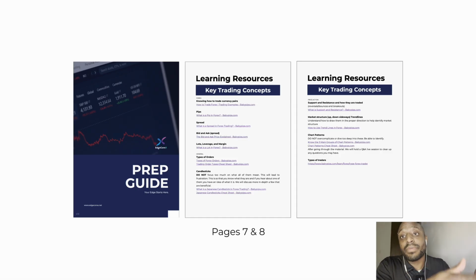Like I said, in the prep guide, on pages 7 and 8, there are links that you can read from Babypips, which is the website that we recommend. It will tell you exactly what to read and what we think is enough, okay? Not too much. Because if you try to read every single thing and learn every single thing, you're going to be burnt out. You're going to get analysis paralysis. This is why trading gets such a bad reputation, because the mindset that you have to have is kind of backwards.